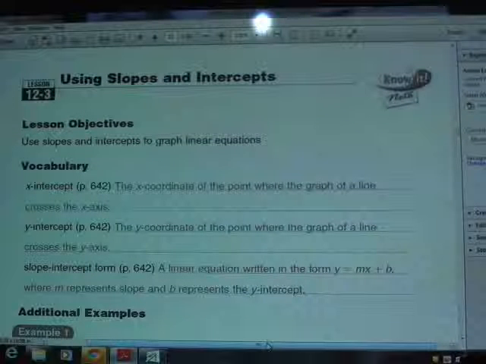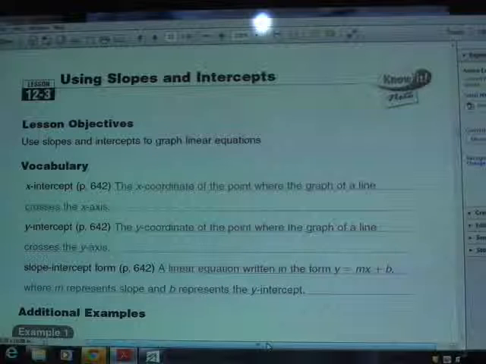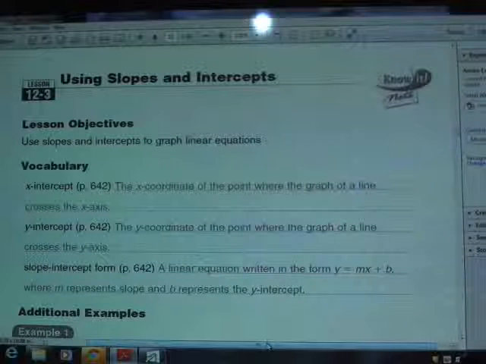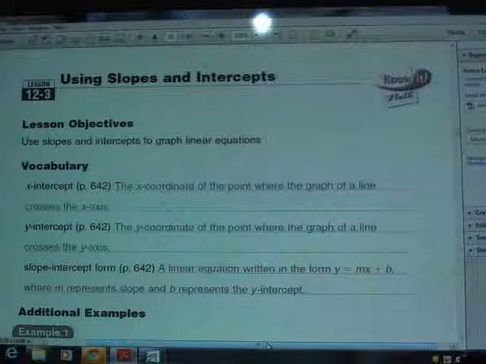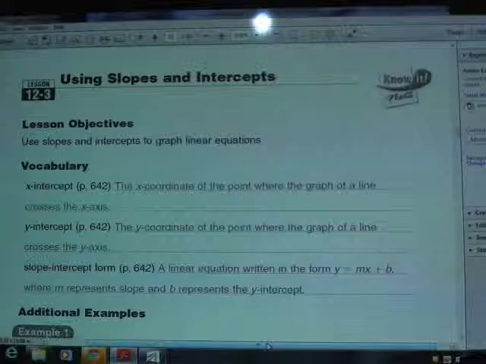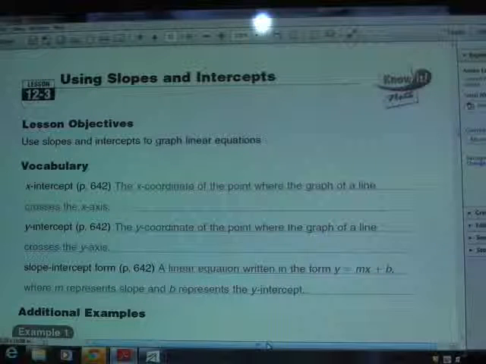This is a video presentation of Chapter 12, Section 3 in the 8th grade textbook, Using Slopes and Intercepts. We'll go ahead and start with the definitions here. The x-intercept is the x-coordinate of the point where the graph of a line crosses the x-axis. Simple way to say that is wherever the line or whatever goes over the x-axis.